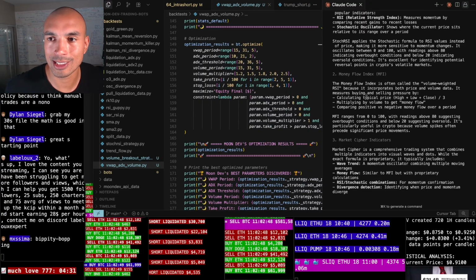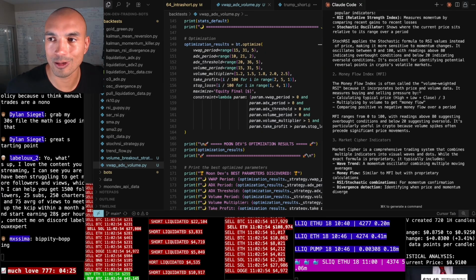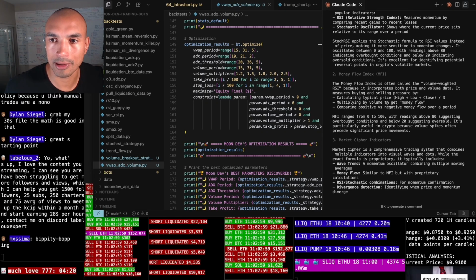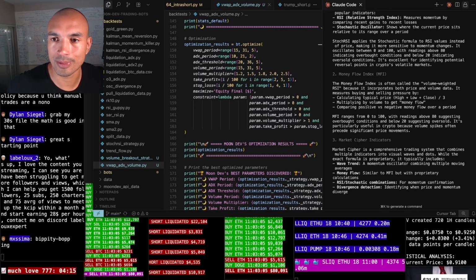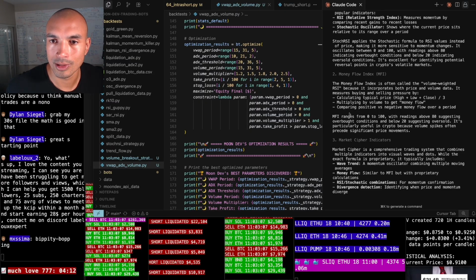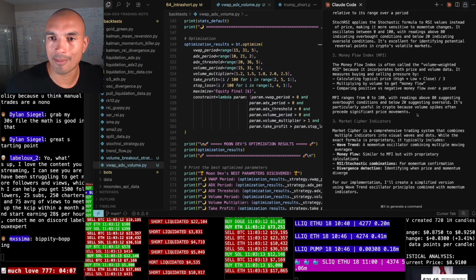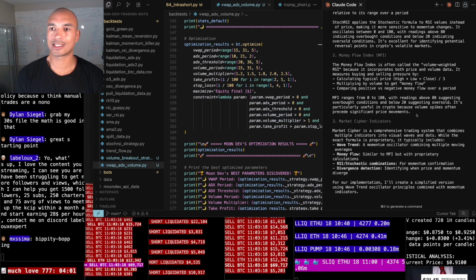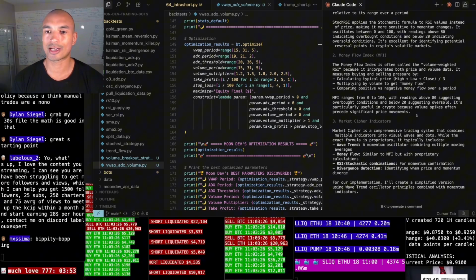The money flow index is often called the volume weighted RSI because it incorporates both price and volume data. It measures buying and selling pressure by calculating typical price, high plus low plus close divided by 3, multiplying by volume to get money flow, comparing positive versus negative money flow over a period. MFI ranges from 0 to 100, with readings above 80 suggesting overbought conditions and below 20 suggesting oversold. It's particularly useful in crypto because volume spikes often precede significant price movements.